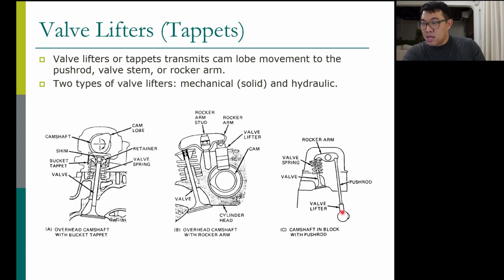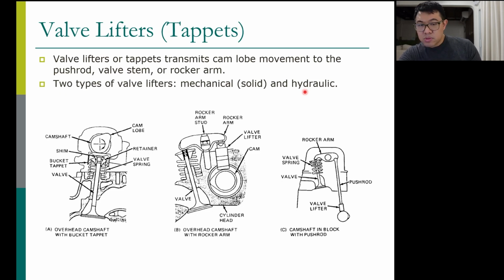In this case, it transfers the motion of the cam lobe to the push rod. This one, the cam lobe to the rocker arm. This one, the cam lobe to the valve stem. So basically, this lifter has to be on the cam lobe. Normally the surface of the lifter is curved a little bit, so that it stays on the cam lobe. And there are two types of valve lifter. The first one is mechanical, or we call it solid lifter. The other one is hydraulic lifter.